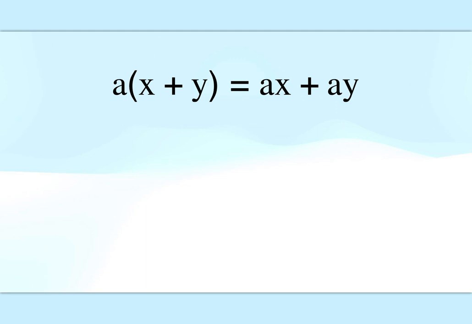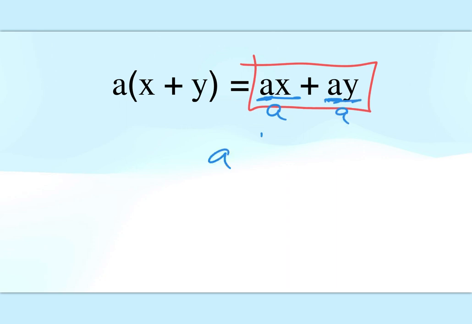If this is my group over here, AX plus AY, and I'm thinking, what do they both have in common? What is their greatest common factor? Their greatest common factor is A. So when I factor that out, I'm dividing both of these by A. So I have A out in the front, and I'm left with X plus Y, which is what this whole slide starts with.